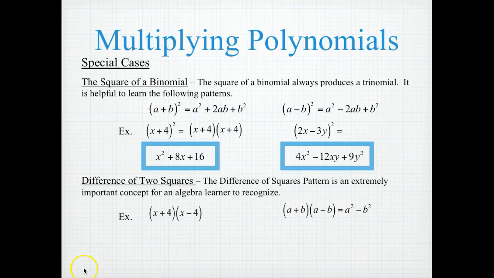So for our example, we have x plus 4 times x minus 4. When we distribute that, we're going to take the square of the first terms, which is x squared, and multiply the last terms together, which is 4 and negative 4, which gives us negative 16.